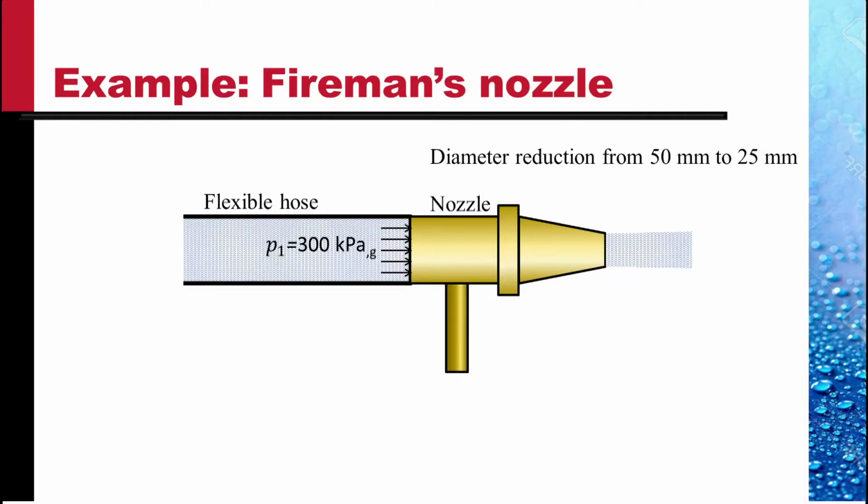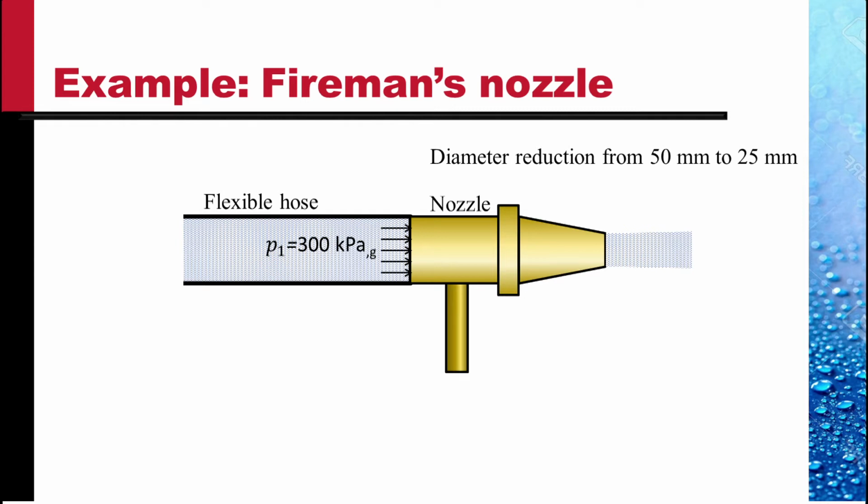Let's do a few examples. This example here is of a fireman's nozzle. In a flexible hose, the water is coming. At the nozzle inlet, the pressure is 300 kilopascal gauge. The nozzle reduces the flow diameter from 50 millimeter to 25 millimeter as shown. There would be force in the nozzle because of this pressure and because of the efflux of water.